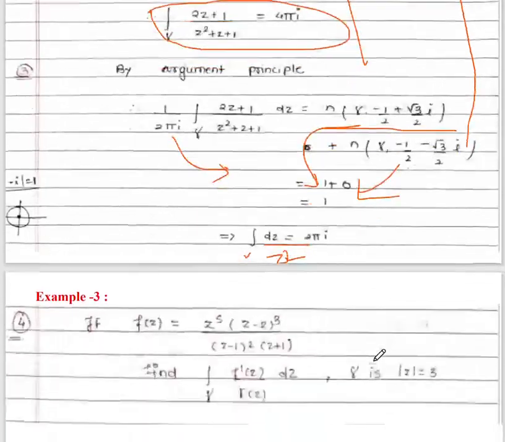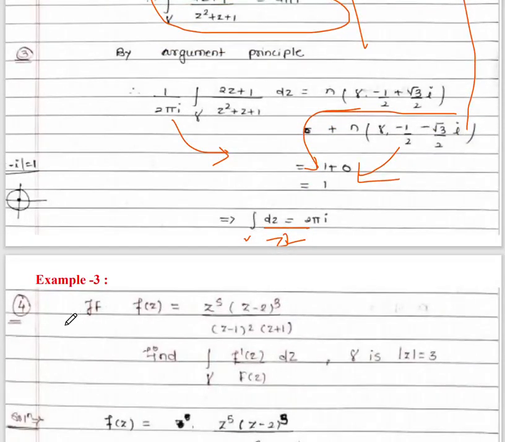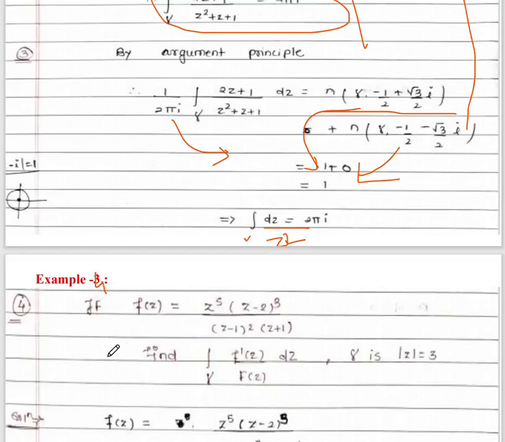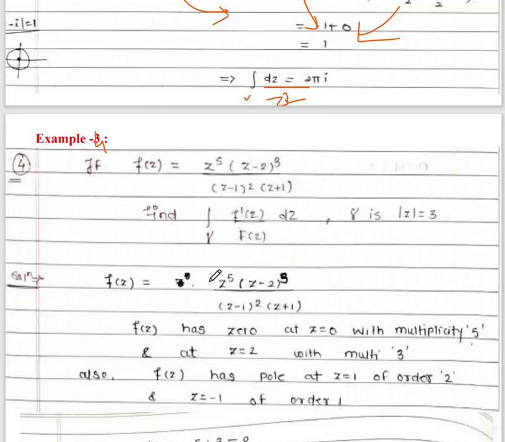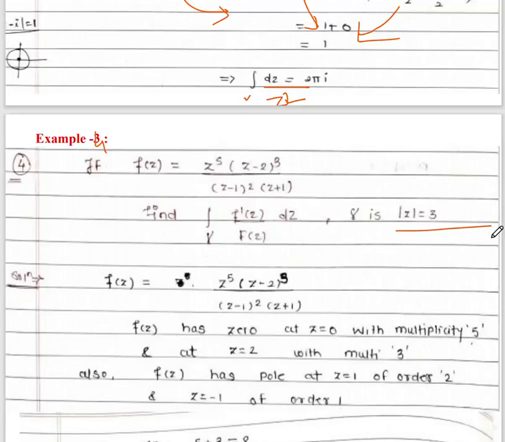Okay, so this is a very simple example. Example number 4: if f of z equals z to the power 5 times (z minus 2) to the power 3 upon (z minus 1) squared times (z plus 1), we have to find the integral over curve gamma of f dash of z upon f of z dz, and gamma is given as mod z equal to 3, which represents a circle whose center is 0 and radius is 3.